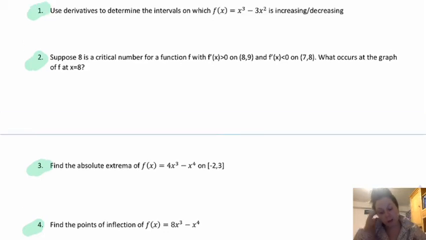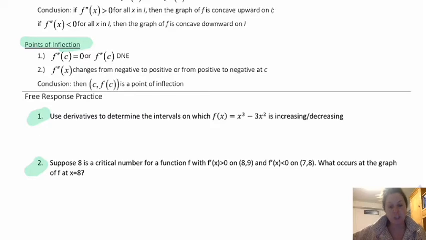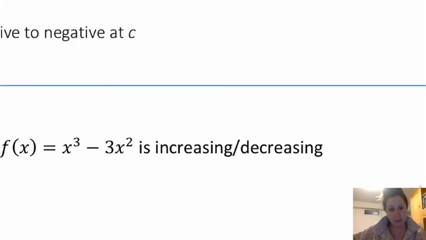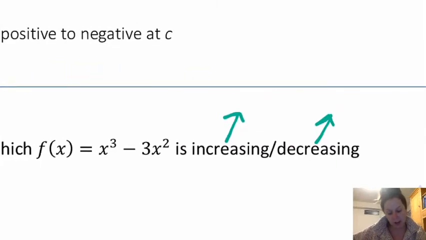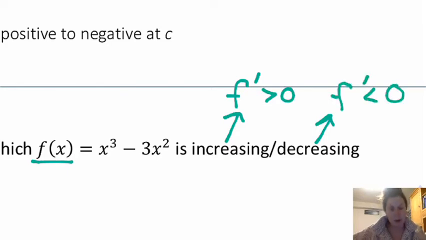So the first one, we're using derivatives to determine the intervals on which this function is increasing and decreasing. Now, if you think about increasing and decreasing, remember increasing would look like that, decreasing would look like that, right? So we're talking about slopes. Something will be increasing when the slope is positive, decreasing when the slope is negative. So since we're talking about f, it's increasing when f prime is positive and decreasing when f prime is negative.